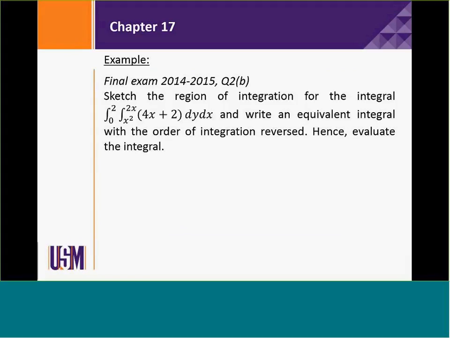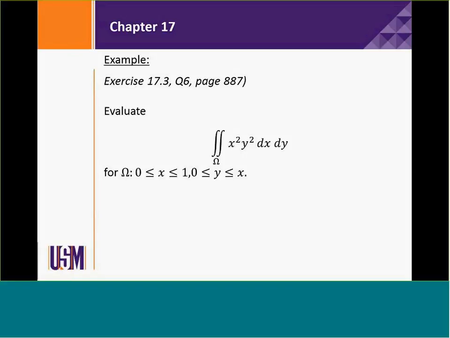So this is the one. Let's look at the next example. This example is a textbook example, exercise 17.3, question 6, page 887. Now you would like to evaluate the integral of x squared y squared dx dy, where the region omega is given by x from 0 to 1, y from 0 to x.